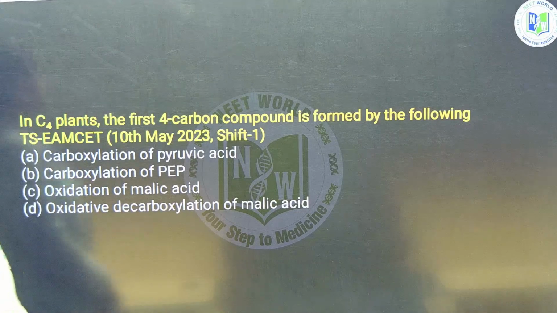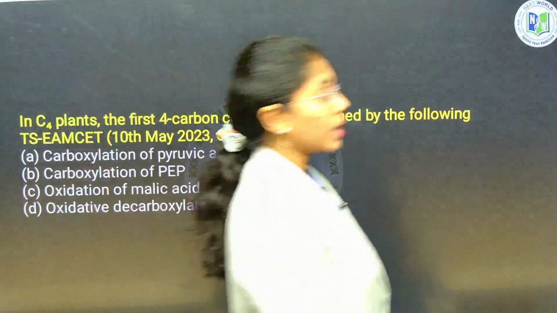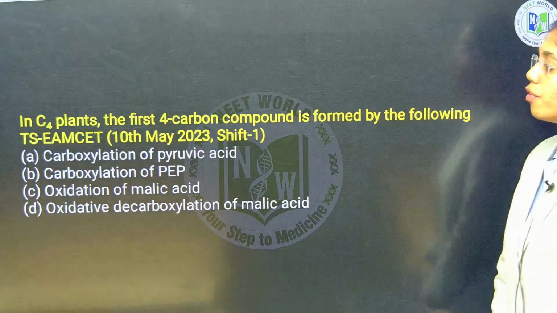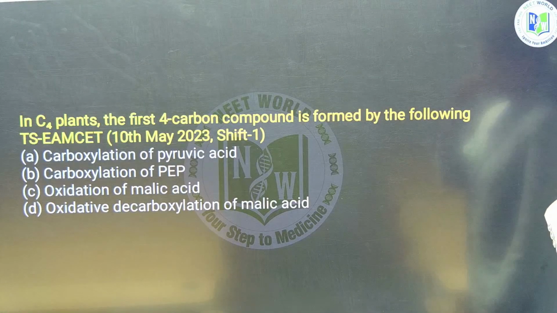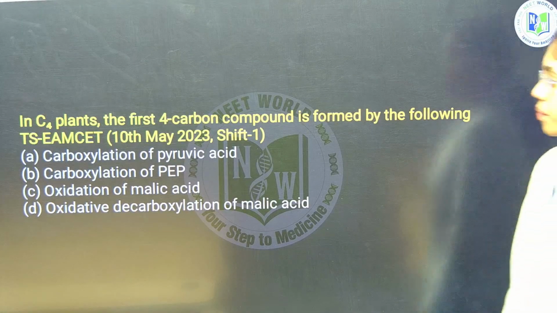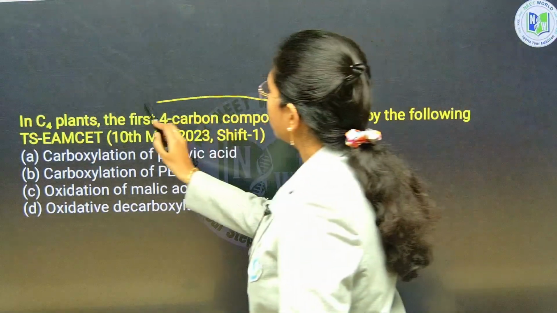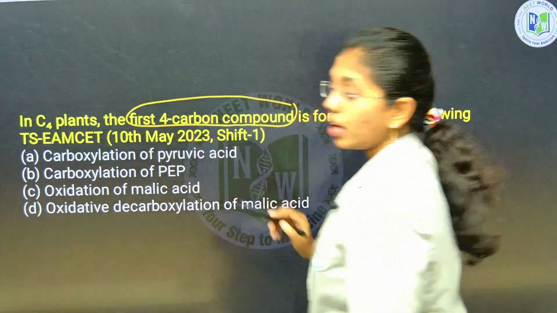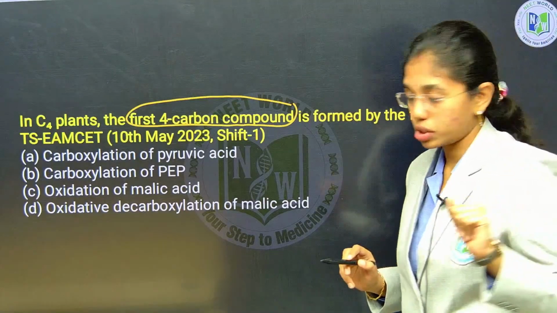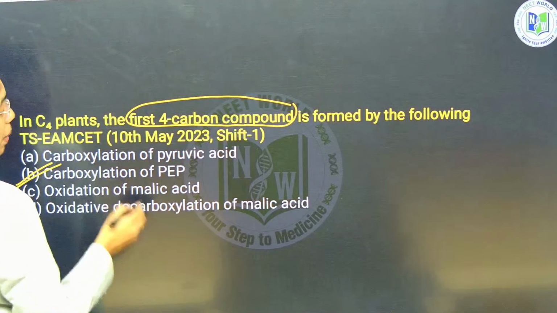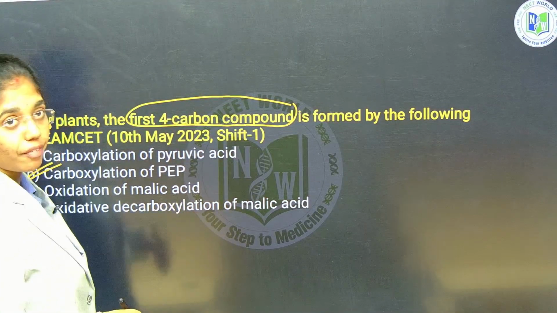In C4 plants, the first 4 carbon compound is formed by the following. C4 plants get their name from the formation of the first stable product in the first step, that is carboxylation. So, here you see it is the carboxylation of PEP. In the previous question also we have learnt the same.